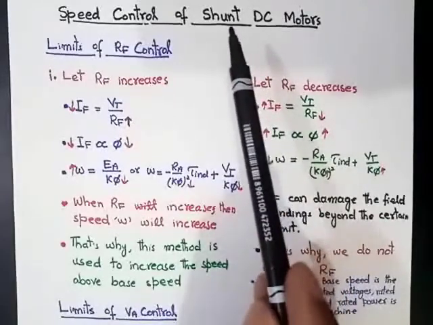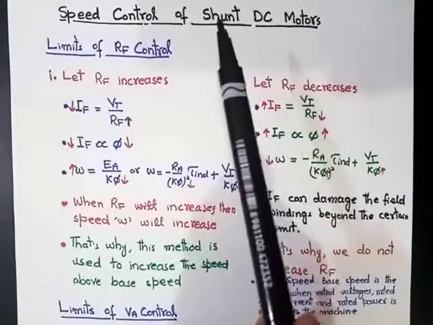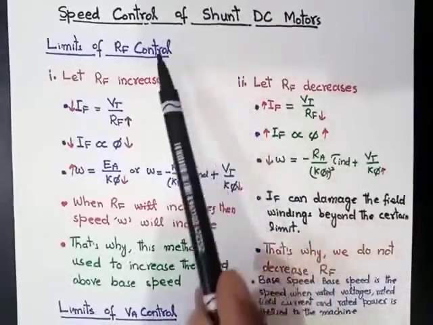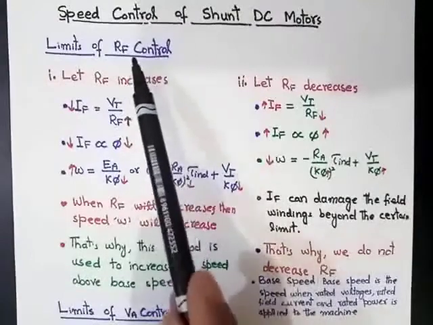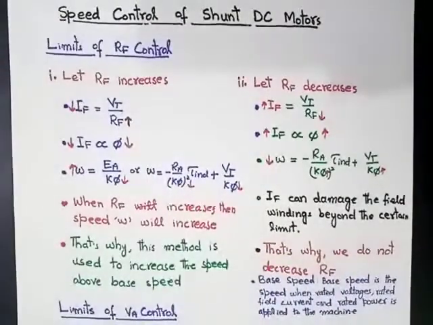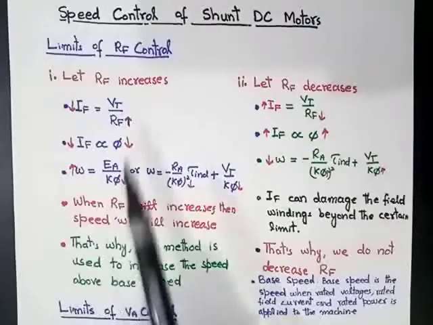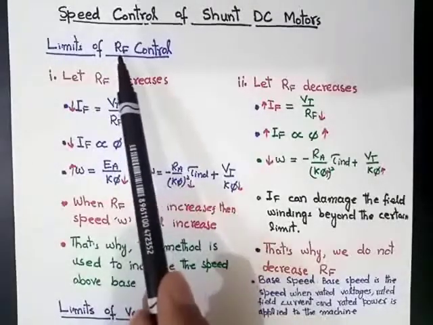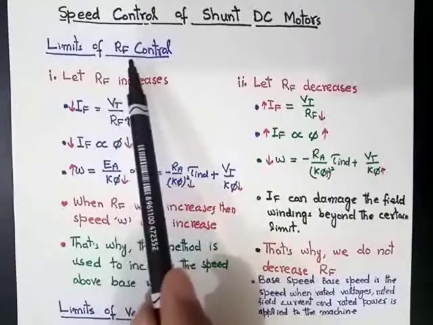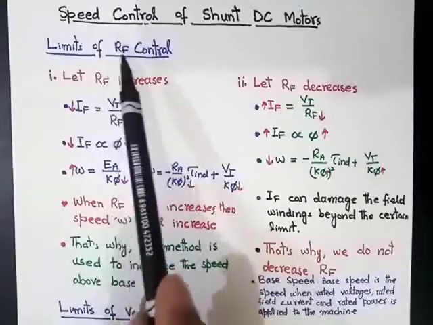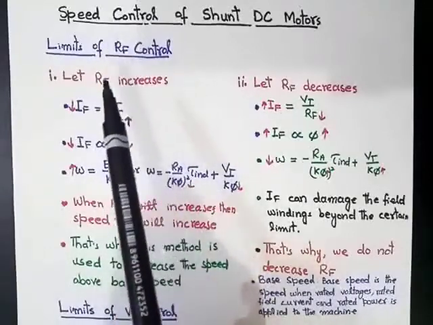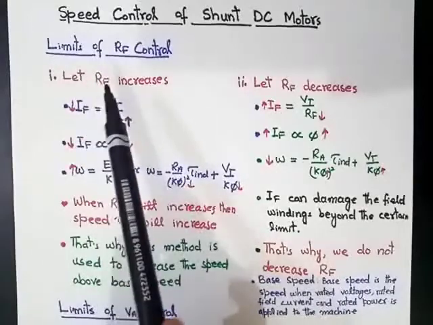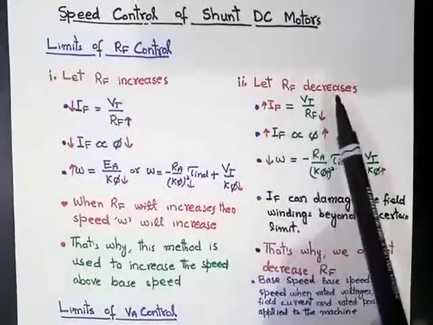In which two methods were common and one method was the least common method. In this lecture, we will have a look at safe ranges of operation by changing the field resistance and by changing the armature voltage. First of all, we will discuss the field resistance control method. As we have already discussed, the resistance of field can be increased or can be decreased.